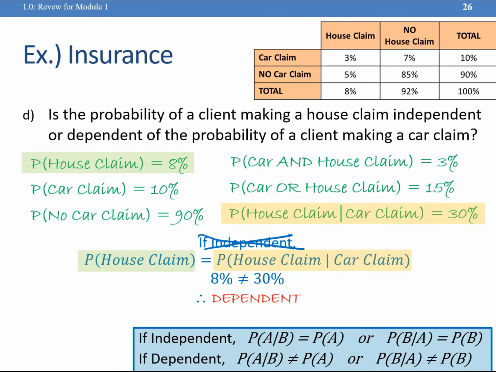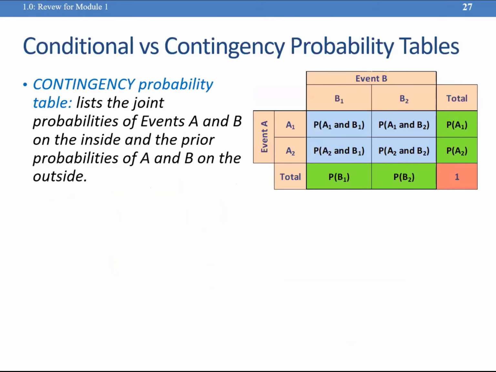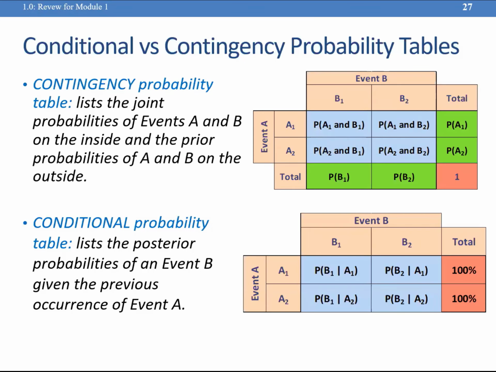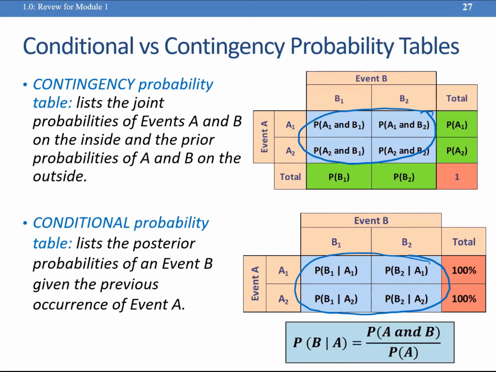So what I've just introduced is a contingency probability table, but that's not the only type of probability table that we have. We also have conditional probability tables. Now with the conditional probability on the inside, instead of the and probabilities, we have conditional probabilities. And what you're going to find is that in this case, you can see that the conditions were all the A events. So that was our condition.